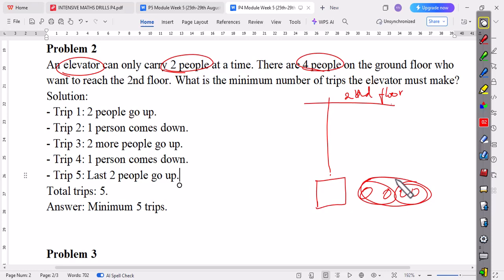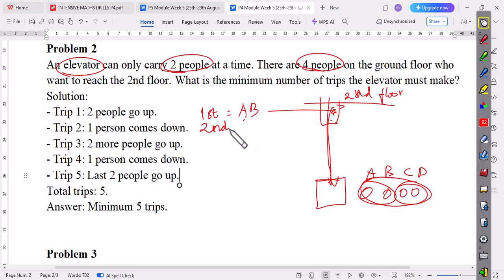If you think again, in the first trip they will take, let's say A, B, C, D. A and B will go to the second floor. And when the elevator reaches this place, it needs one person to take the elevator back down and bring one more person. That's because this elevator cannot work by itself.